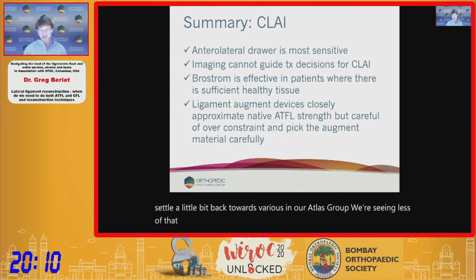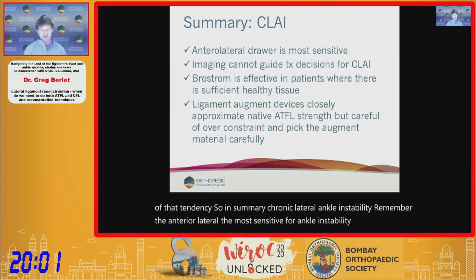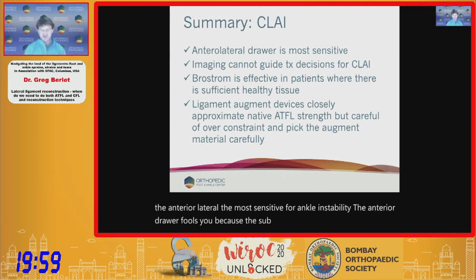So in summary, chronic lateral ankle instability. Remember, the anterior lateral drawer is the most sensitive for ankle instability. The anterior drawer fools you because the subtalar joint comes into play. Imaging cannot guide treatment decisions for chronic lateral ankle instability. The reason to get an MRI is to look for other stuff, not to confirm ligament tear and not to decide if they need surgery or not.